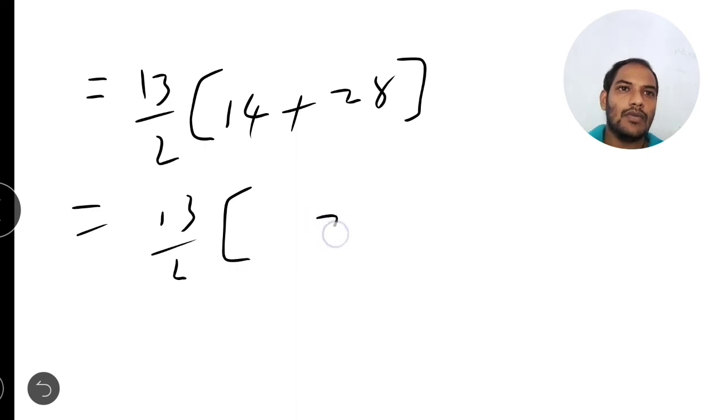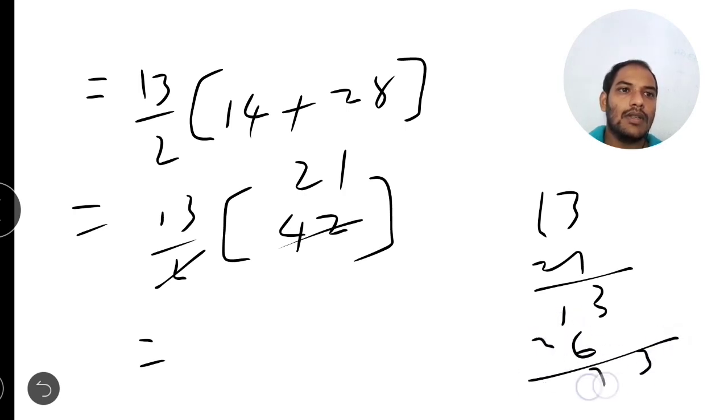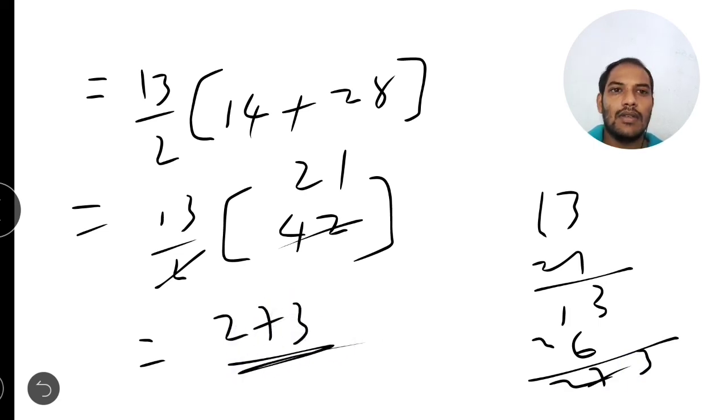14 plus 28 is 42. So 2 ones are 2, 20 ones are 21. So 13 into 21: 1 three is 3, 1 one is 1, 3 twos are 6, 2 ones are 2. So 273. So 273 is the sum of the first 13 terms in the given AP.